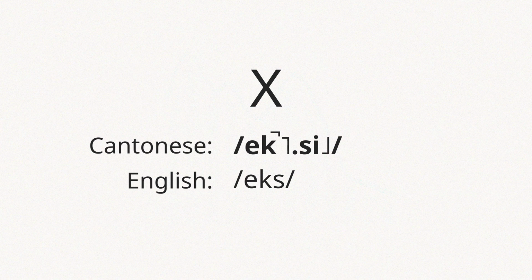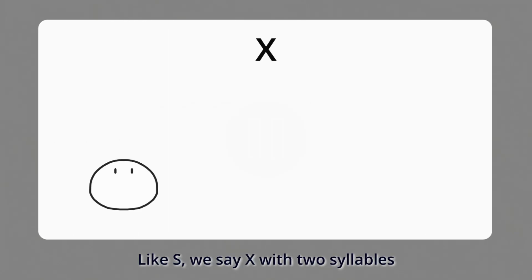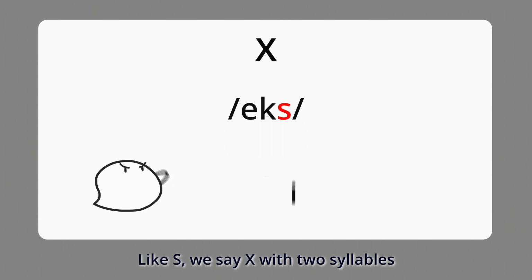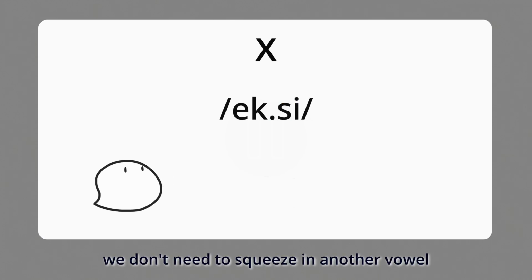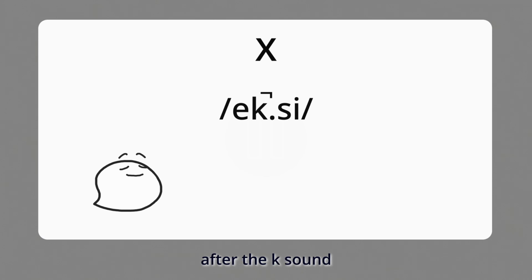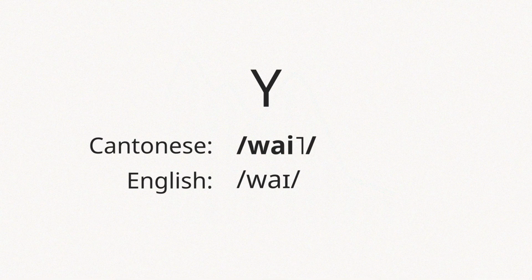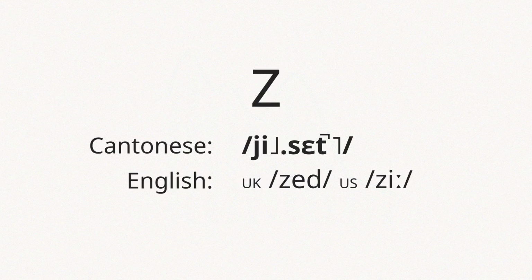X. Like S, we say X with two syllables. And since we can end a syllable with a stop K, we don't need to squeeze in another vowel after the K sound. Y.